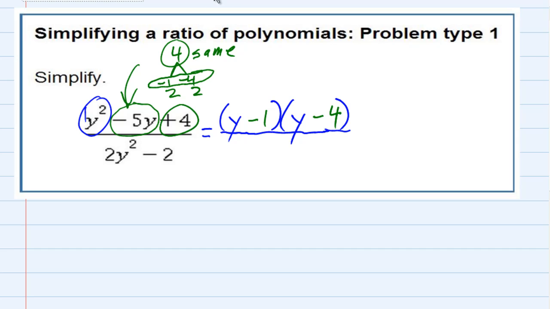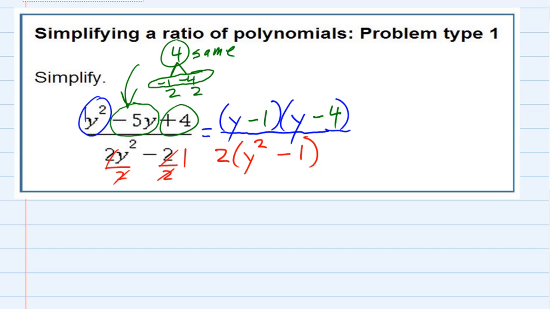And then for the denominator, we also need to factor that. And now that one looks a little bit different. The first thing that we always want to look for is a greatest common factor. And this does have one. They both have a 2 as a common factor. So if I factor that out, I'm left with a y squared minus a 1. And that can be found by dividing them both by 2. So that's where the 1 comes from.